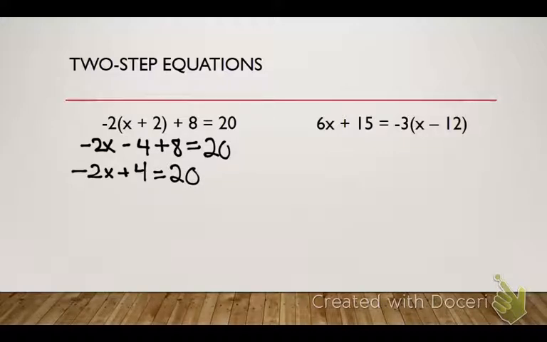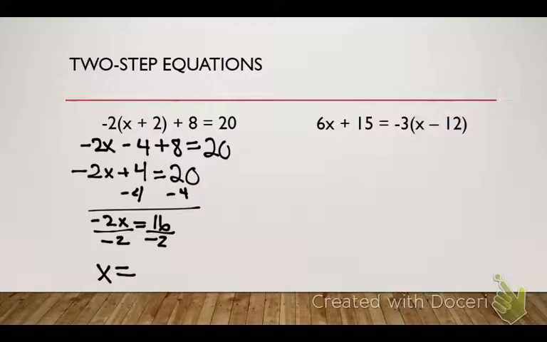Now what do I do to both sides? Subtract 4 from both sides. -2x equals 16. Divide both sides by -2. And guys, you see, it's kind of like a downhill race at this point to get to the x by itself. It's just step by step, and those steps don't change. We've got to get that variable by itself.